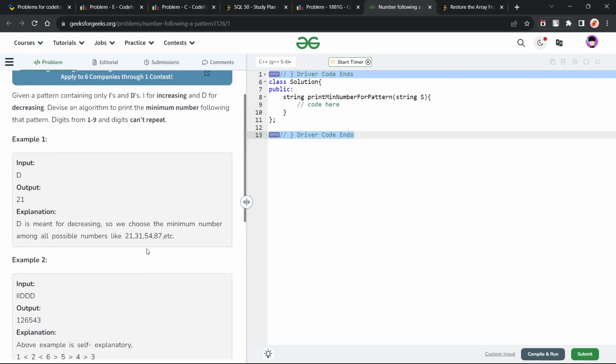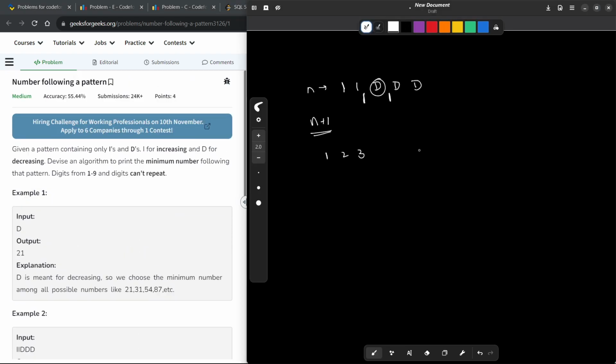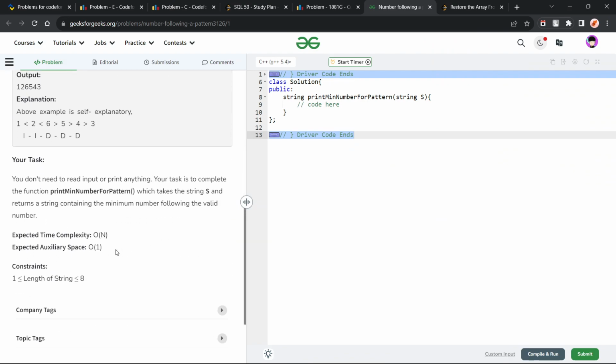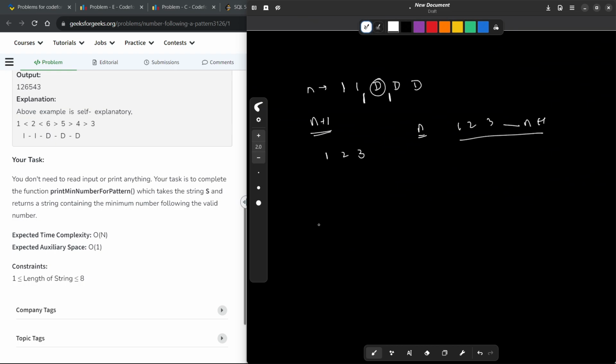So one way of solving this, I believe, would be to just create a normal permutation. For example, if the length of the string is n, you can just write 1, 2, 3 up to n plus 1, and you can just find all the permutations and check whichever of them satisfies the given string, right? So this is one way of solving this problem, but I don't think that would be the correct way. So let's just figure out some other way of solving this problem.